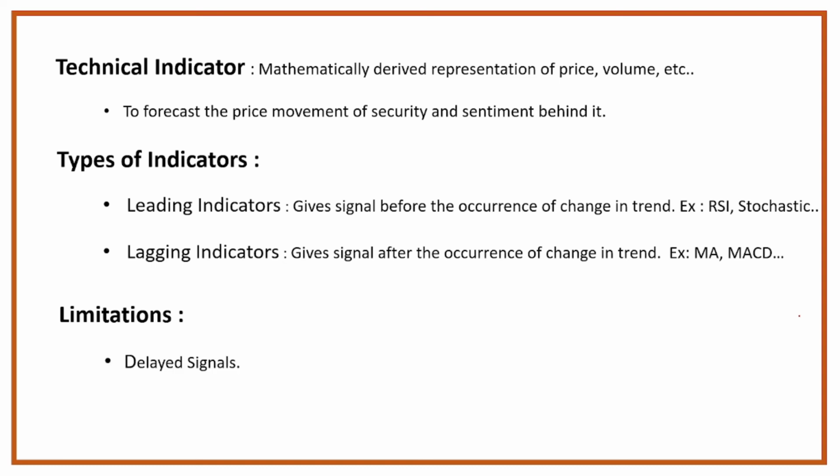The first important thing is delayed signals. As we have discussed with lagging indicators, as they give the signal after the occurrence of a change in trend, in that case you might miss the opportunities before it occurred, correct? Again, friends, the lagging indicators confirm the change in trend. That confirmation we will get using lagging indicators. And the second important thing is accuracy.